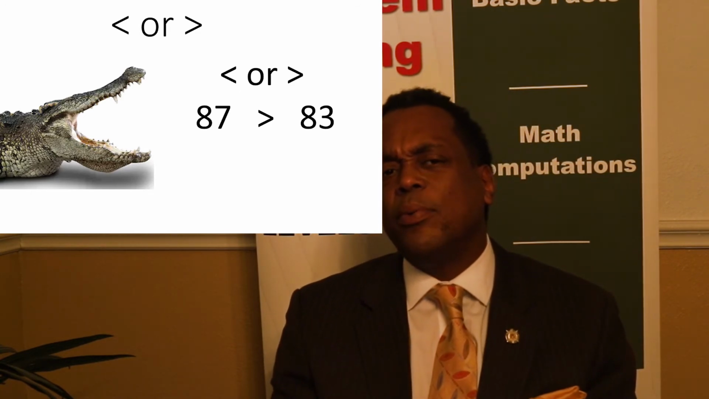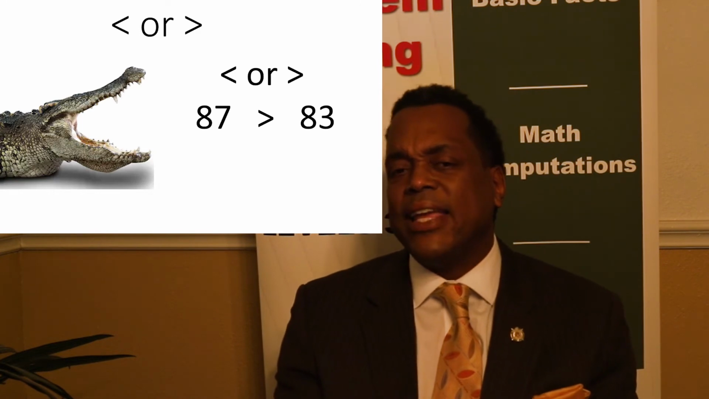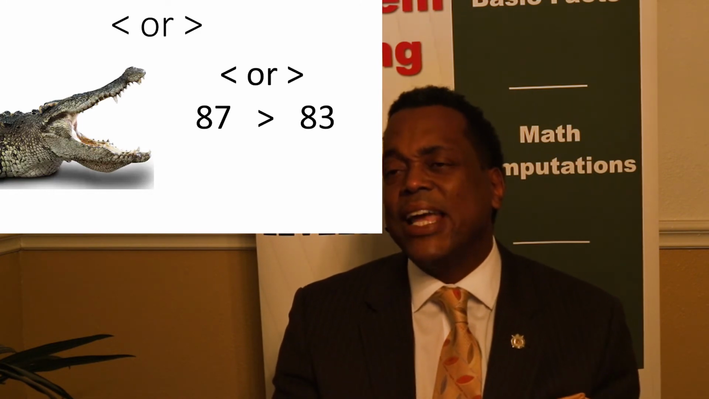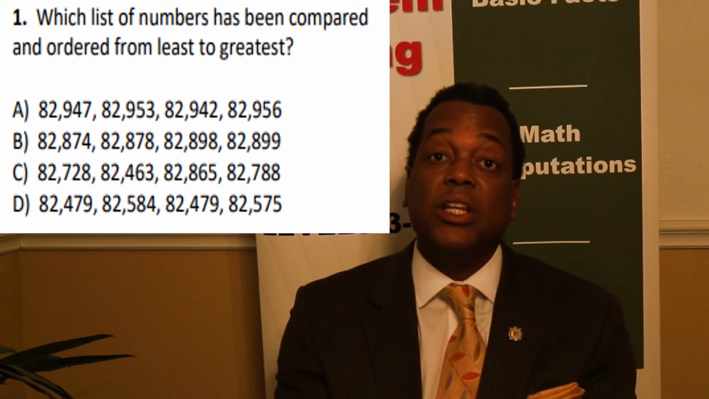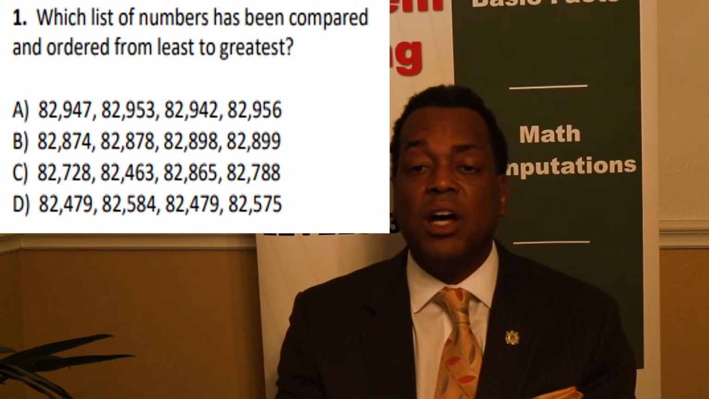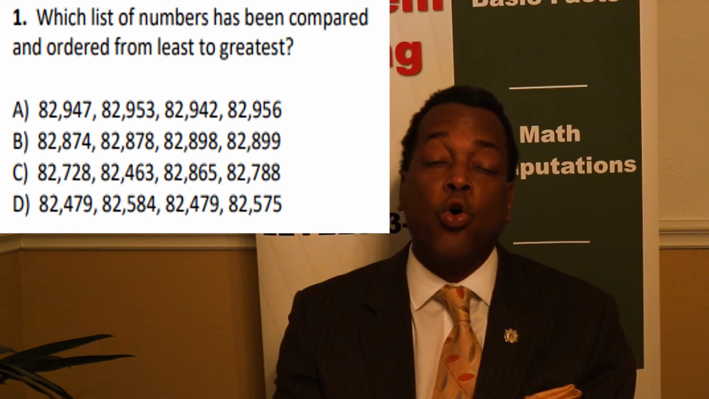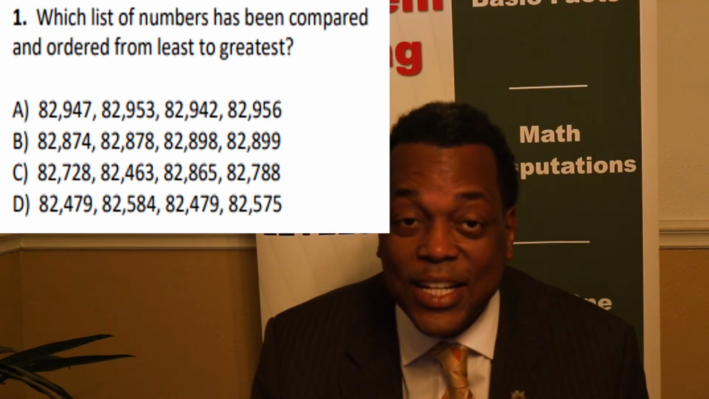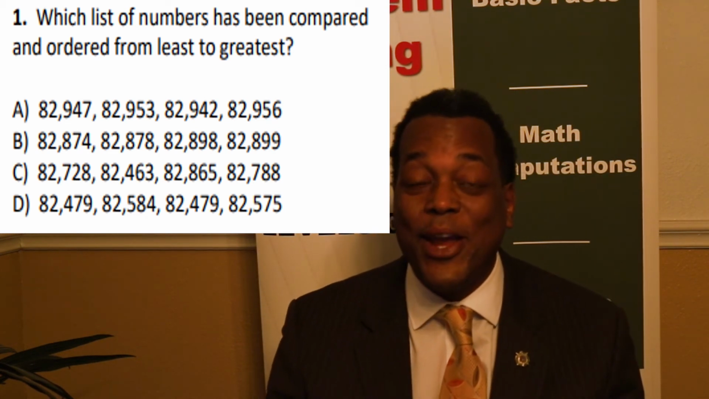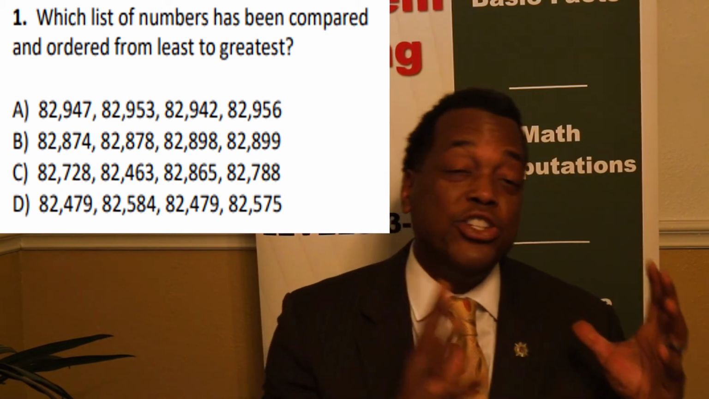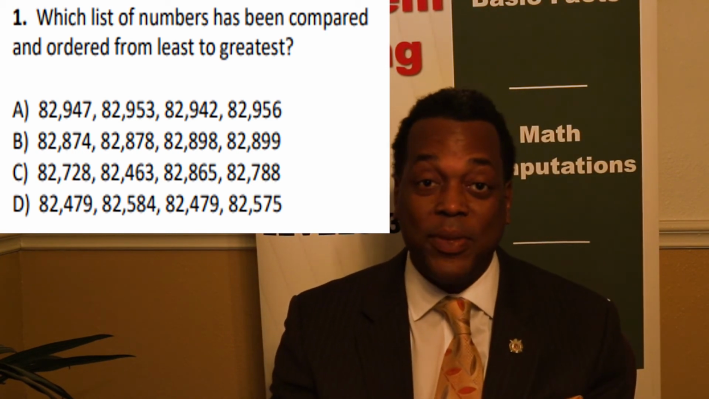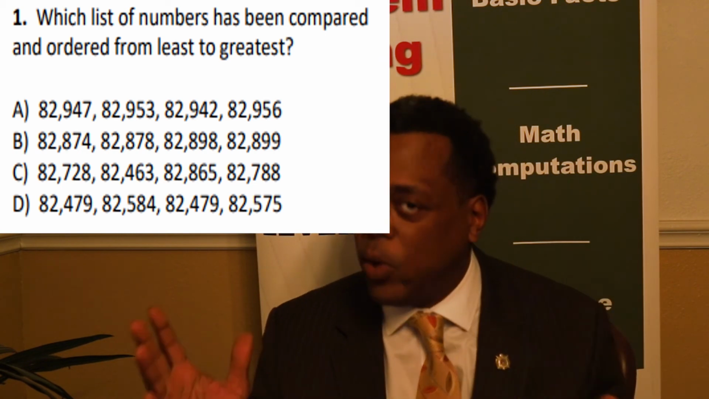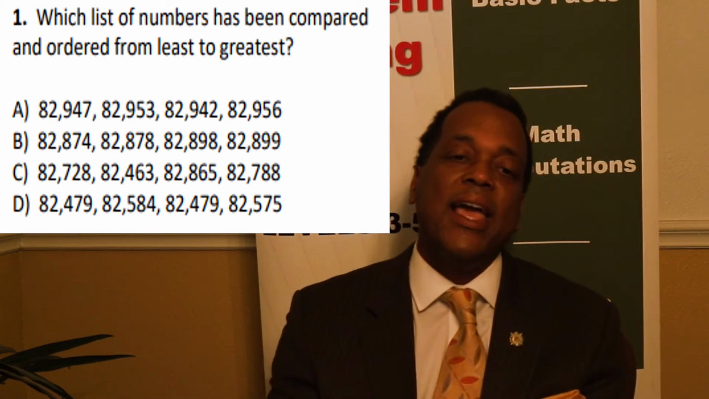Now, let's look at a couple of word problems that can be on our state test that can represent this standard and these skill sets. The first one says, which list of numbers has been compared in order from least to greatest? So you see compared and you see ordered, and we just went over that language within the standard. We told you when you're ordering something, it's either going to be least to greatest or what? Greatest to least, as you know.